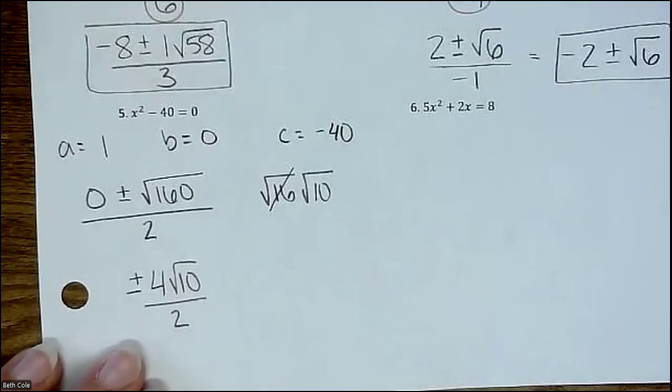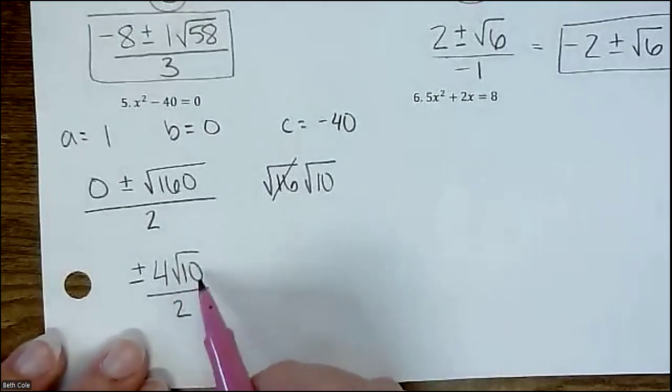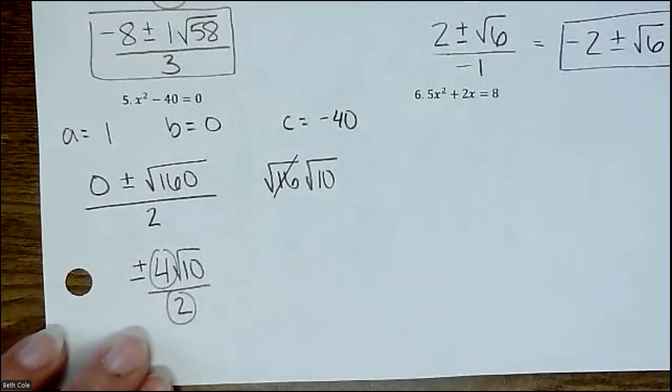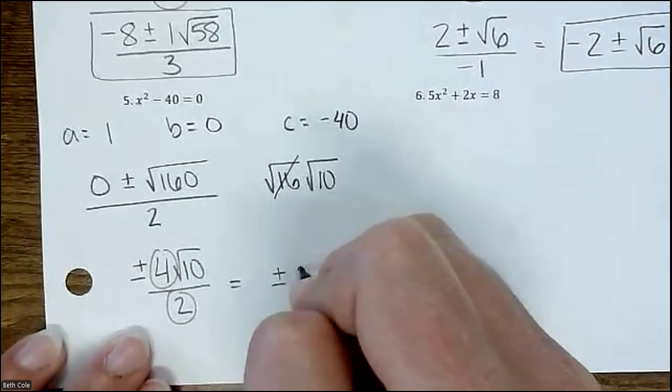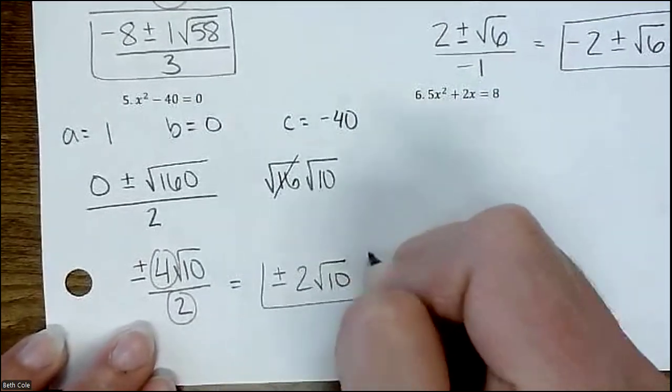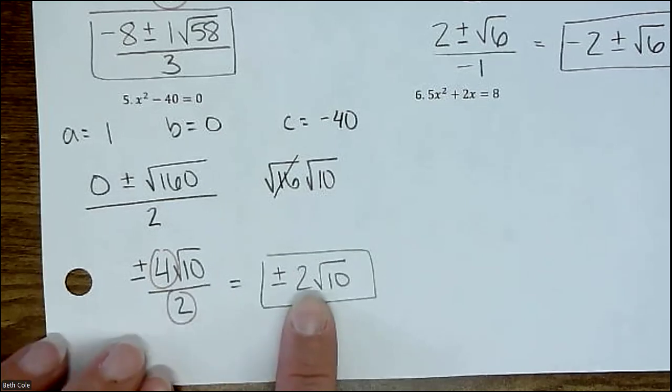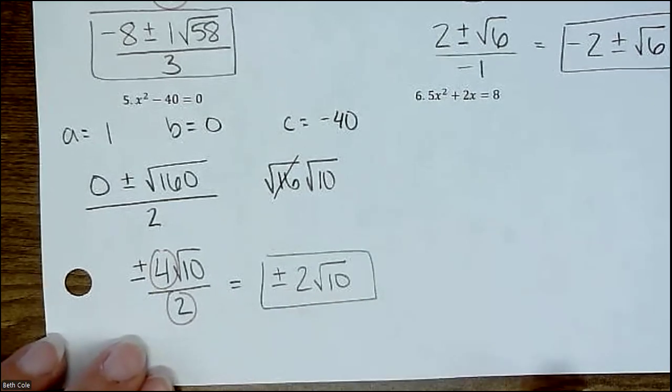over 2. And then again, last step, you can't touch what's in the root. You have to leave that. But good, 4 divided by 2 is 2. So it's just plus minus 2 square root of 10. But again, what you need to understand is how many answers is that? It's 2. If you were to draw the parabola, you get a positive 2 square root of 10 and a negative 2 square root of 10. It's just going to be some weird decimal. I don't know what it is off the top of my head.